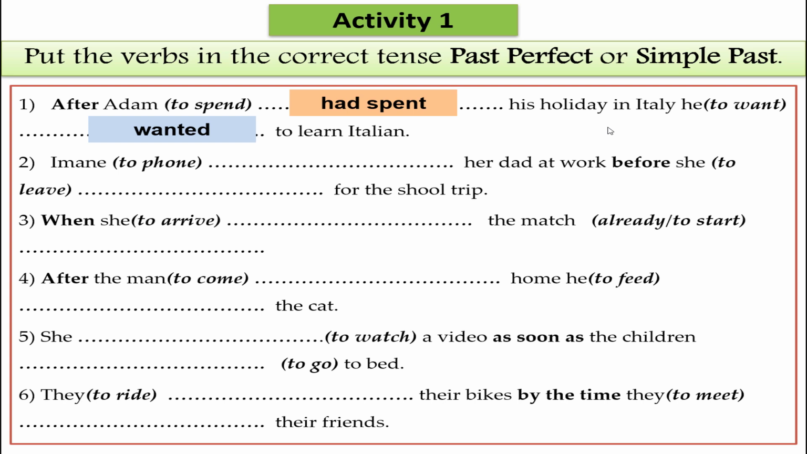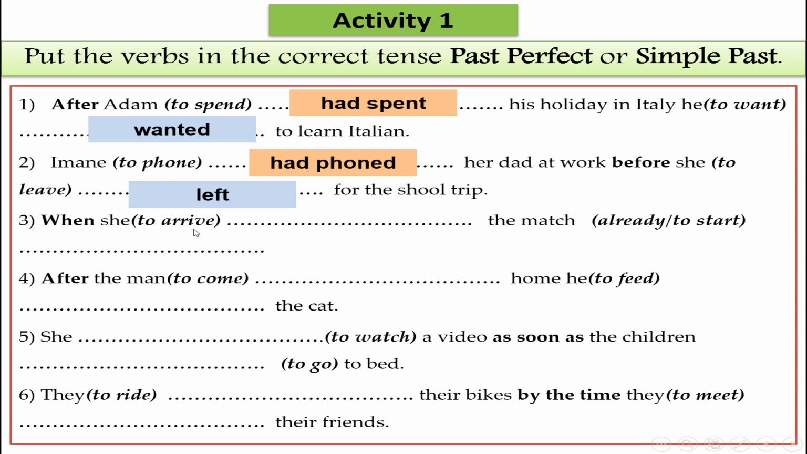Example number 2. Iman, verb to phone, her dad at work before she, verb to leave, for the school trip. So here we can say Iman had phoned her dad at work before she left for the school trip. Because here we have before, we used the past simple. I want you now to stop the video and think about sentence number 3, 4, 5, and 6. Then come back and check the answers.